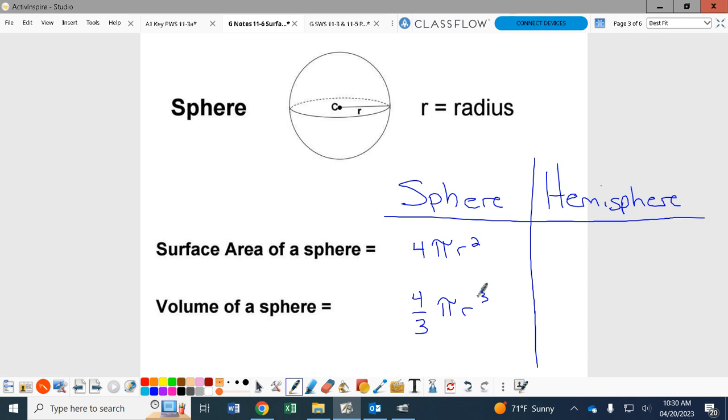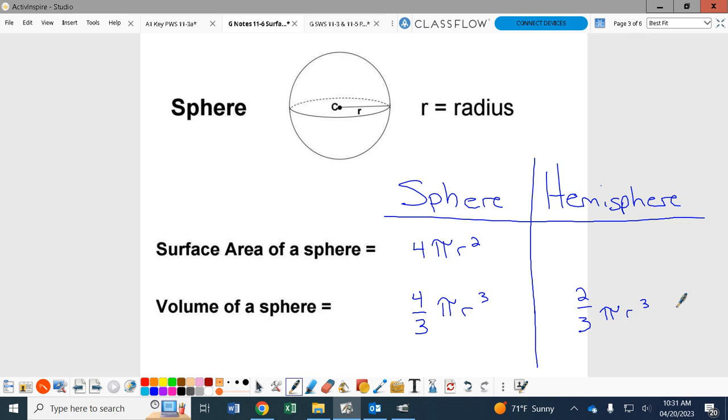Now, if you take a sphere and cut it in half, the volume is going to be exactly half of whatever the volume is of a sphere. The formula is not on your formula sheet, but it's exactly half this. Guys, what's half of 4? So it's just 2/3 pi r cubed.